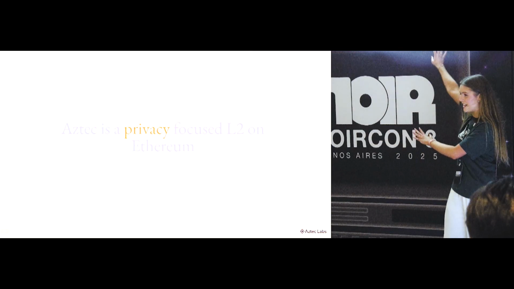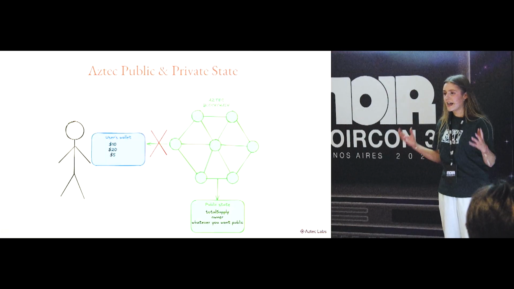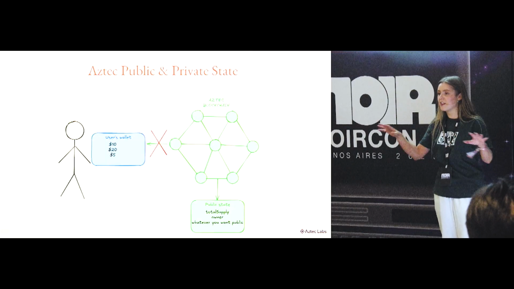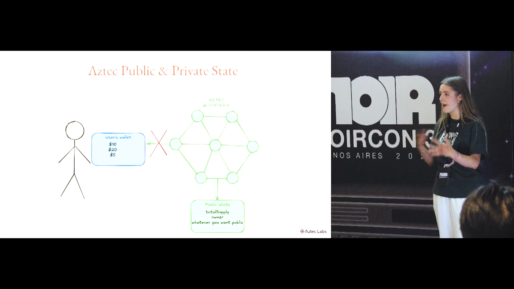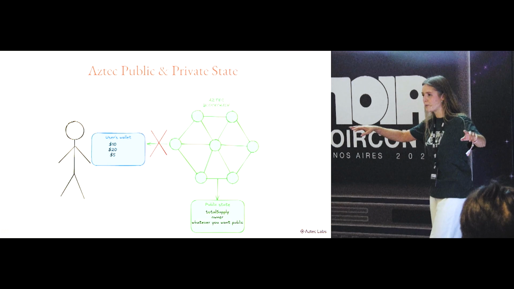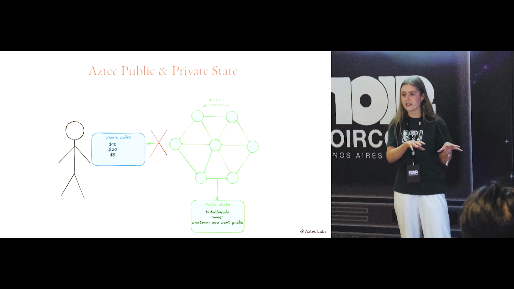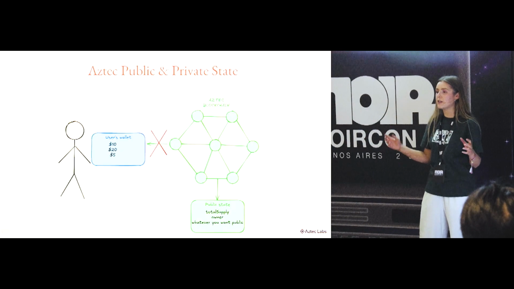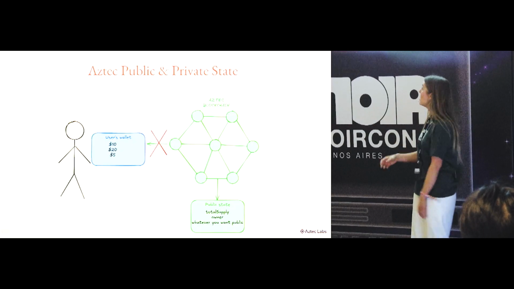It's just this. So we've got private state. Aztec has two different types of state. Not everything on Aztec is private. That was my assumption when I started learning about Aztec. I was like, everything in the whole of everything is private. That's not the case. You have public state and you have private state. So it's up to the users and the developers to choose what state they want to be public and what state they want to be private.